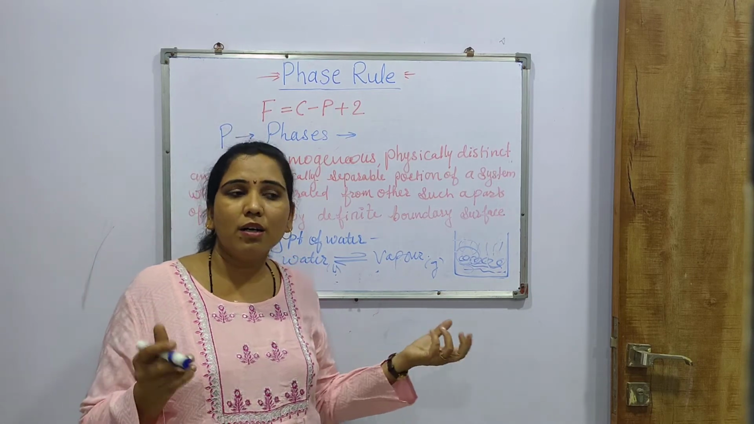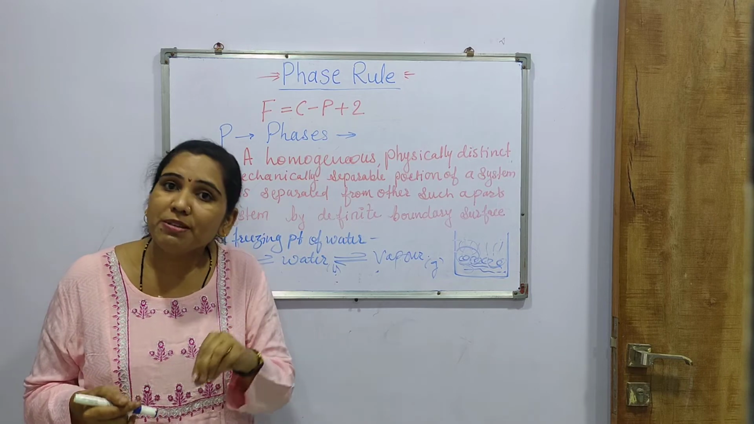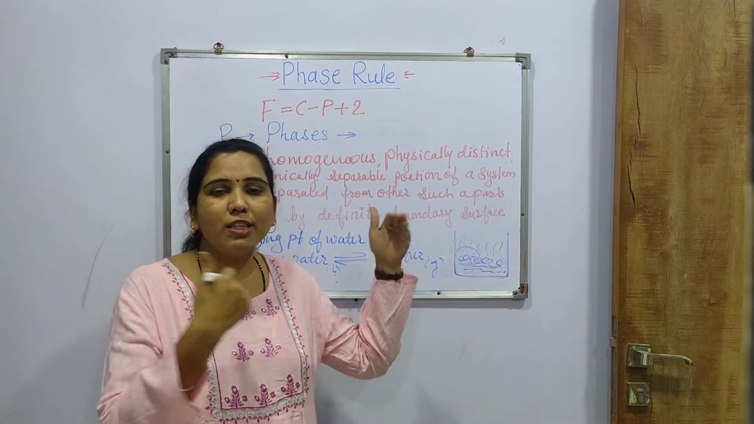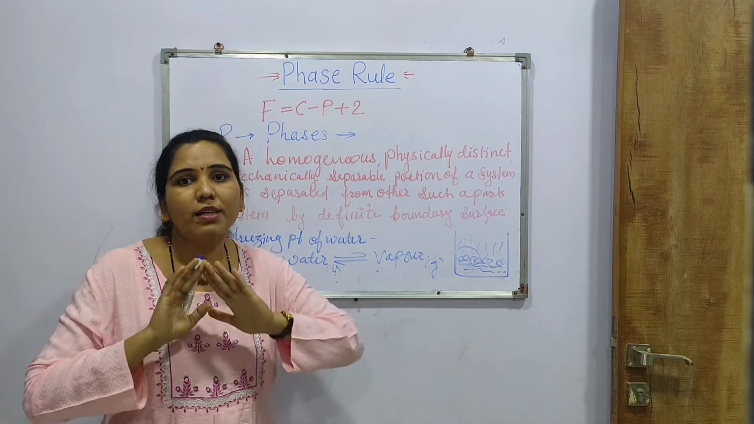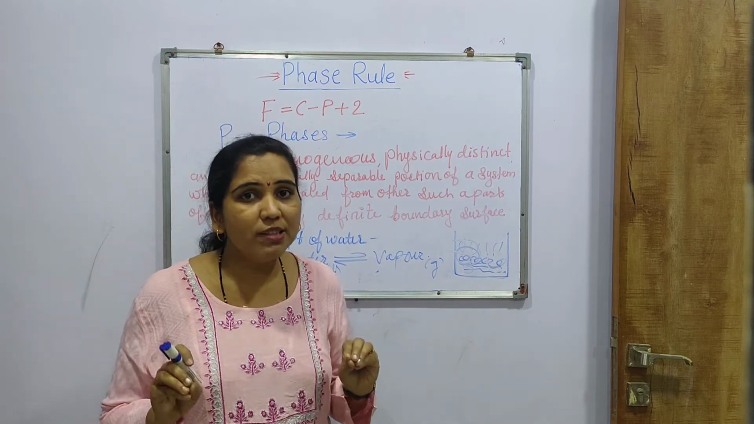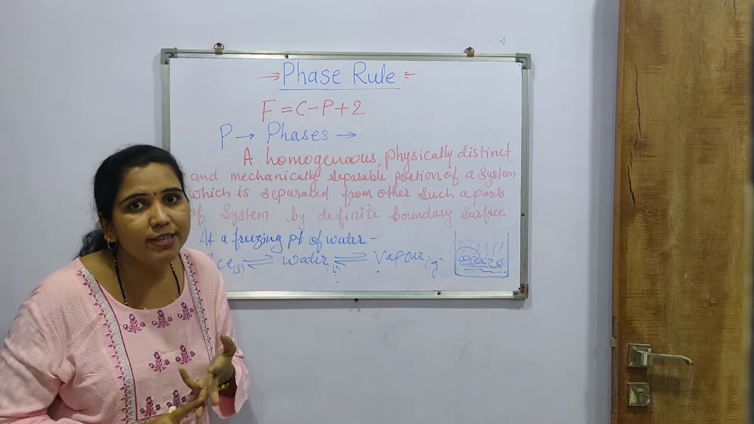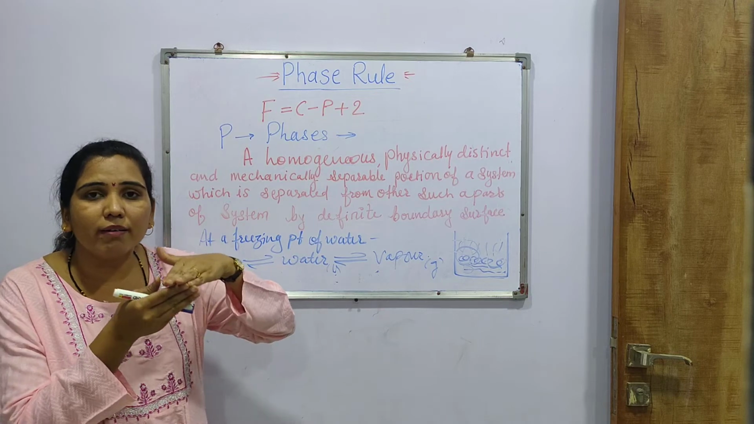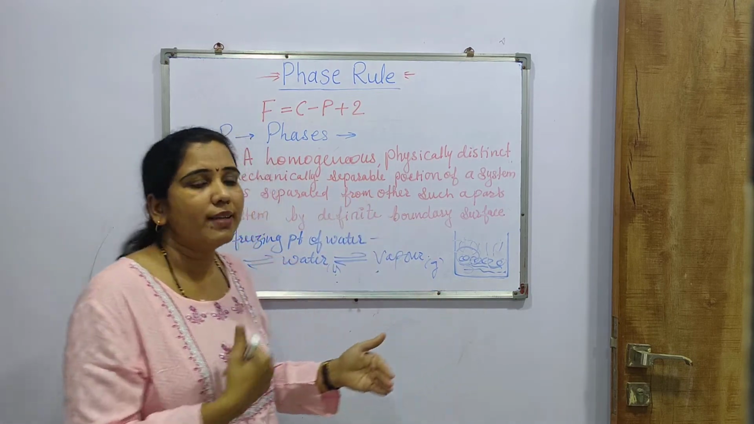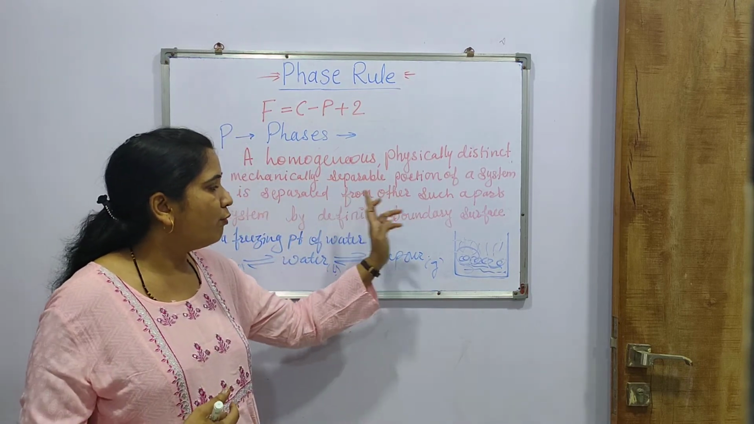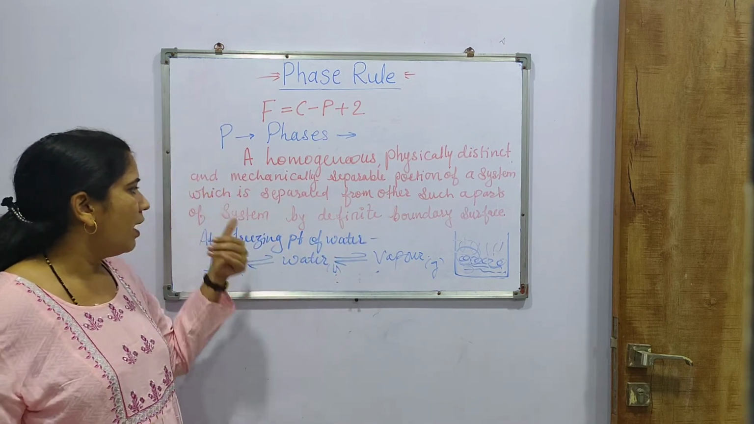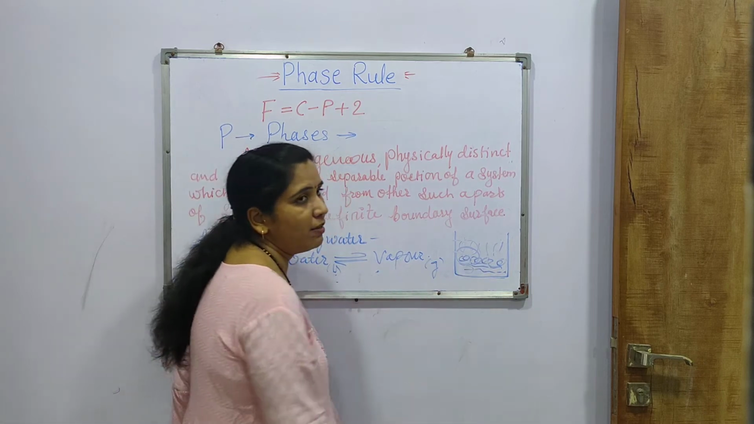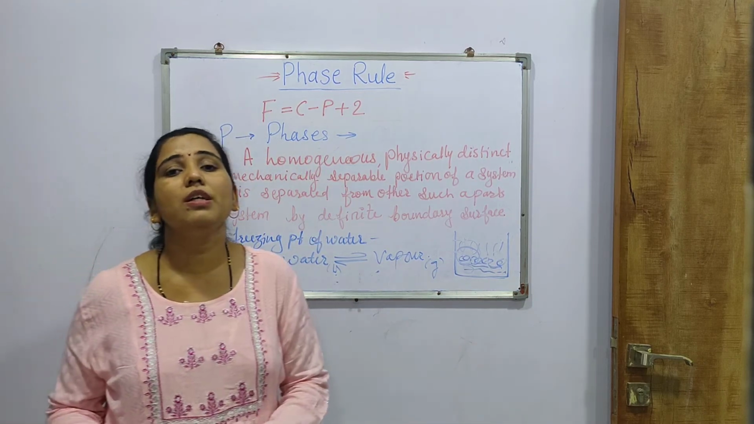Another example is salt with water. When it is totally miscible, solid and liquid, it is a single phase. If there is soil and water, there are two different phases. So a phase is a homogeneous, physically distinct, mechanically separable part of a system which is separated from the other parts of the system by a definite boundary line. A definite boundary line must be there. So in this way we have studied phases here.